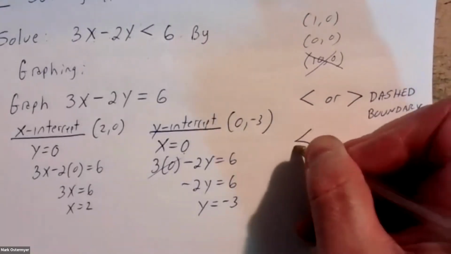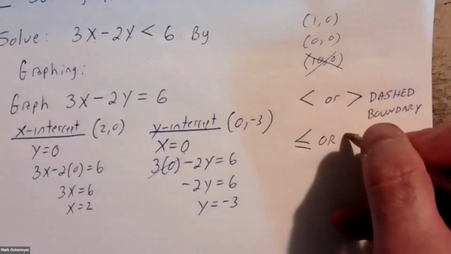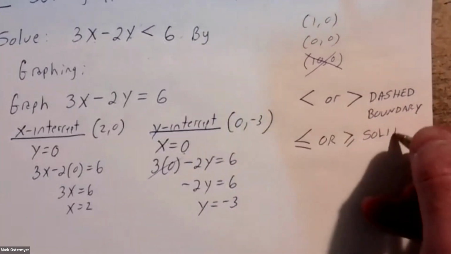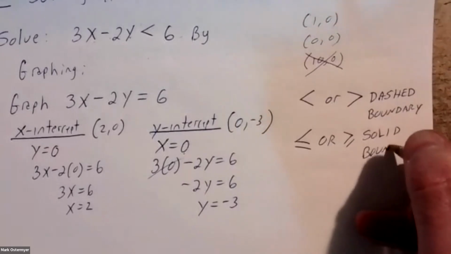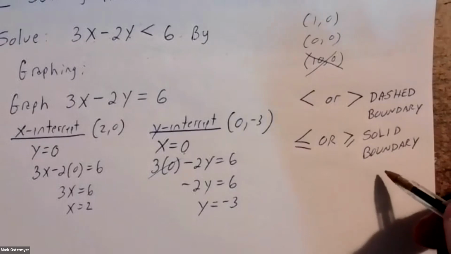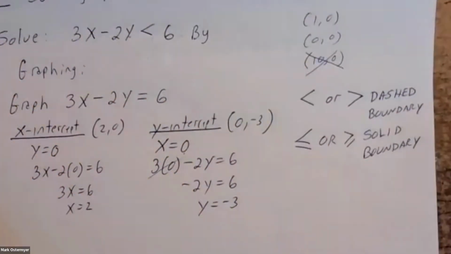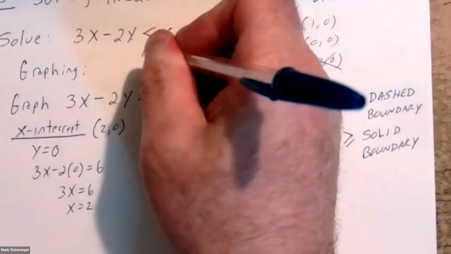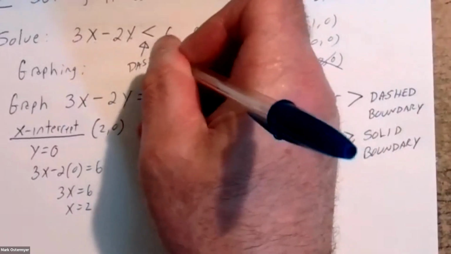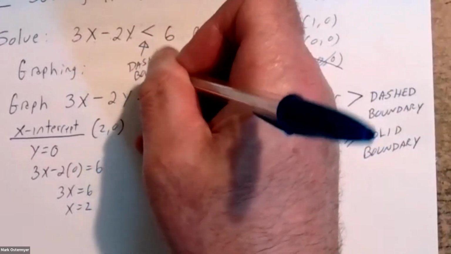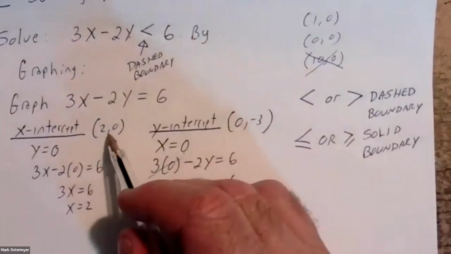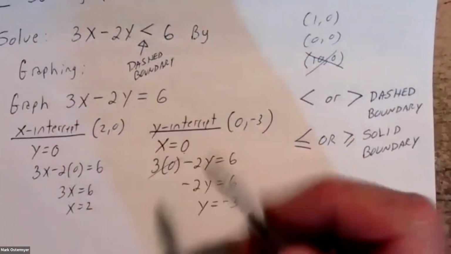If, on the other hand, we have the equal sign as part of our inequality, either less than or equal to or greater than or equal to, then we would always use a solid boundary, whereby any point that lies on the boundary would be a solution to the inequality. Notice I have a strict inequality, so I'm going to use a dashed boundary. In other words, when I plot these points, I'm going to put a dashed line through them, not a solid line, but a dashed line.